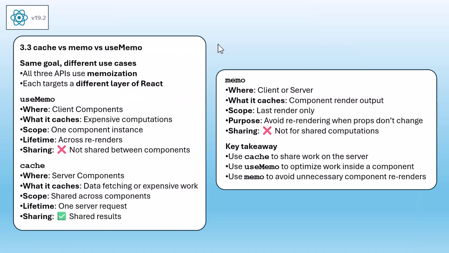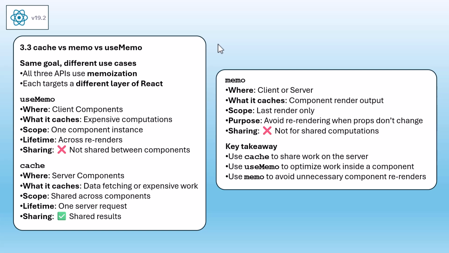3.3. When should I use cache, memo, or useMemo? These three APIs all involve memoization, but they target different scenarios and have distinct characteristics. useMemo is intended for client components. It caches expensive computations within a component across re-renders, but its cache is local to that component instance. It does not share cached results across different components.